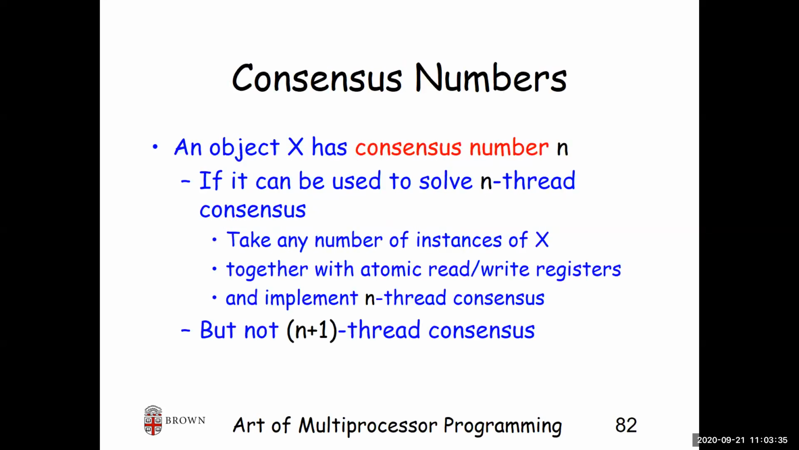So let's think about consensus numbers. We want to say an object has consensus number n if it can be used to solve n-thread consensus. That means we can take any number of instances of X and, together with atomic read-write registers, implement n-thread consensus, but not n plus one thread consensus. So this determines how many threads of consensus we can build, and what a consensus number means.